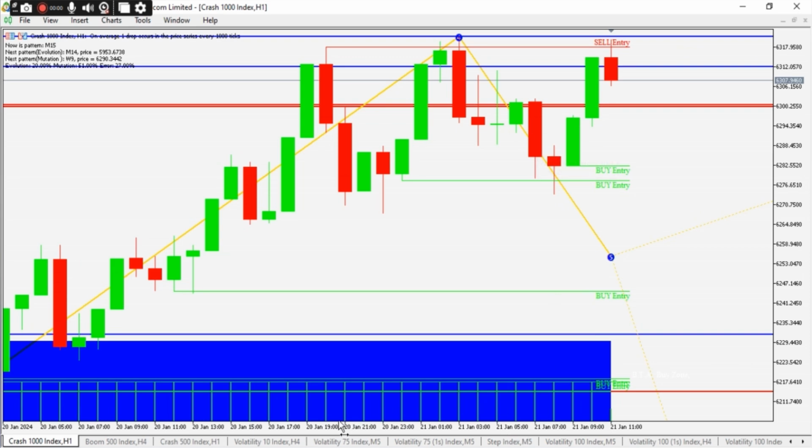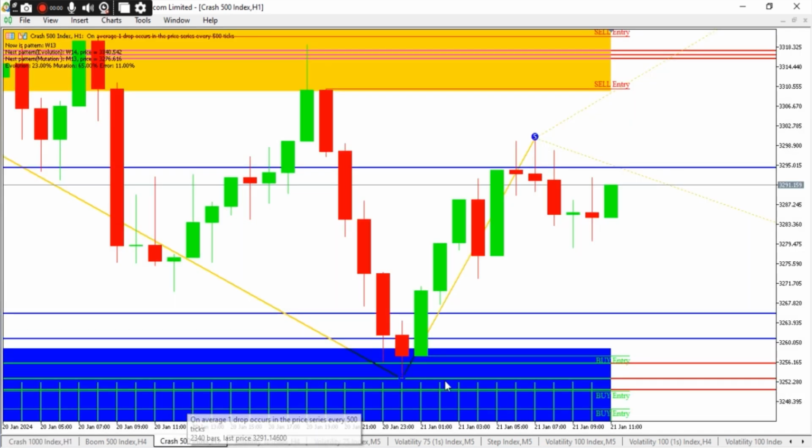So here I'm now looking for another entry. Let me check on Crash 500. On Crash 500, the H1 candle is green again. So there is no possibility to look for a sell entry. Then we can check on Boom 300. Boom 300 is the easiest.